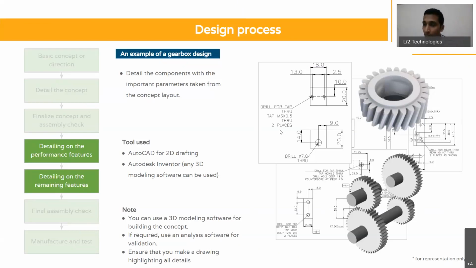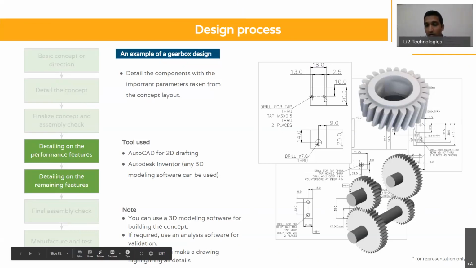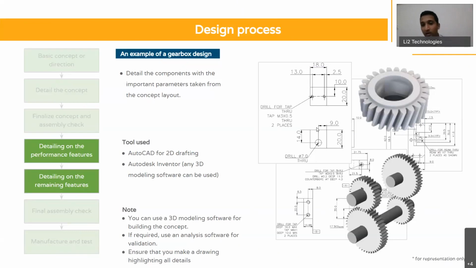Ideally, detailing should be done on a 2D drawing. Your 3D models will have all this, but it's sometimes difficult to relay information. If someone just wants to understand the distance between these two holes, it's easier through a 2D drawing that is readily available than through a 3D model. So, detailing the components with the important parameters taken from the concept layout. Once I have a concept layout, it's extremely easy for me to detail it out because I have things to scale.